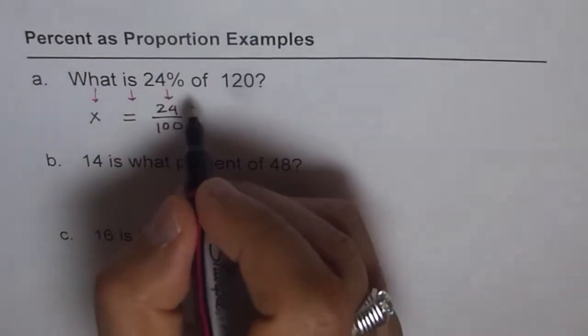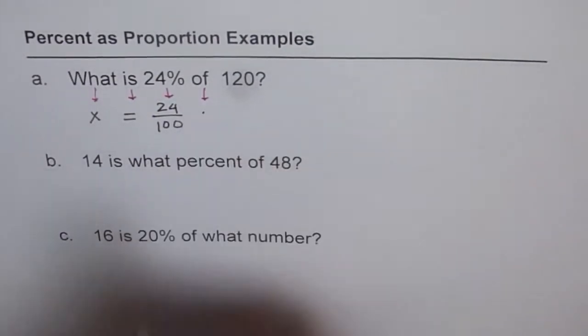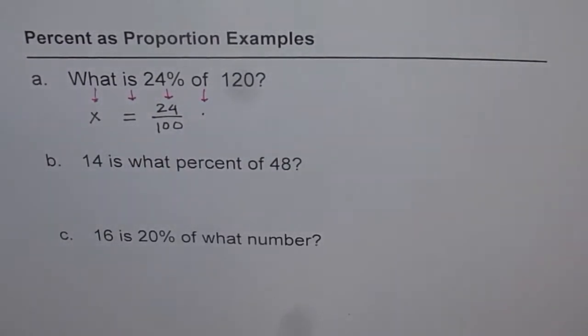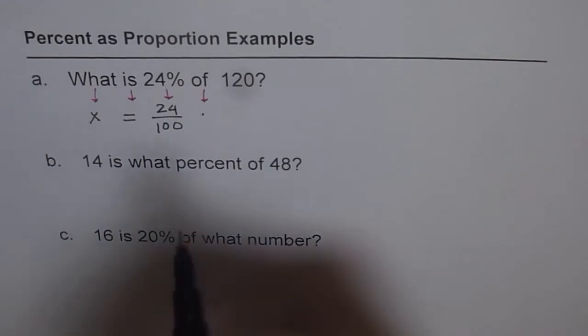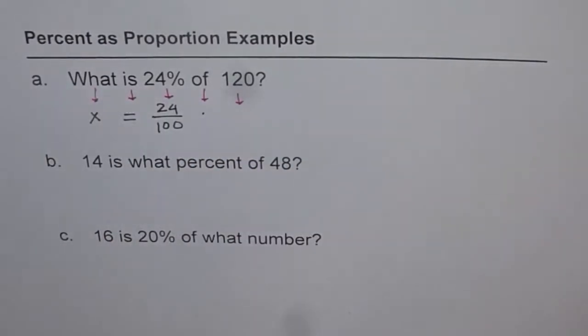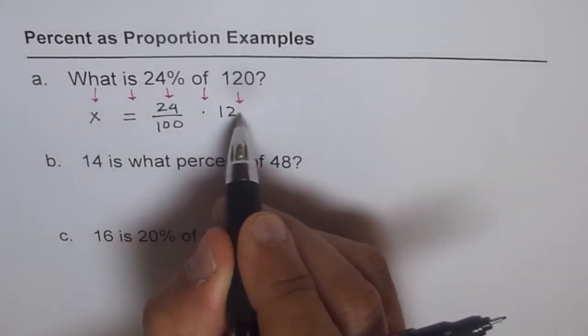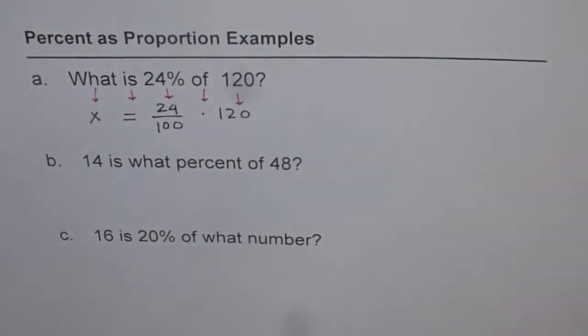And of means what? Of is multiplication, right? It's a literal translation from English to mathematics. So of is multiplication, I'm writing a dot. And 120 is the same number whether you are doing English or mathematics. So it is just the same number. But you see what? You get an equation. Do you see that? x equals 24 over 100 times 120. That is what you get. That is how you translate.